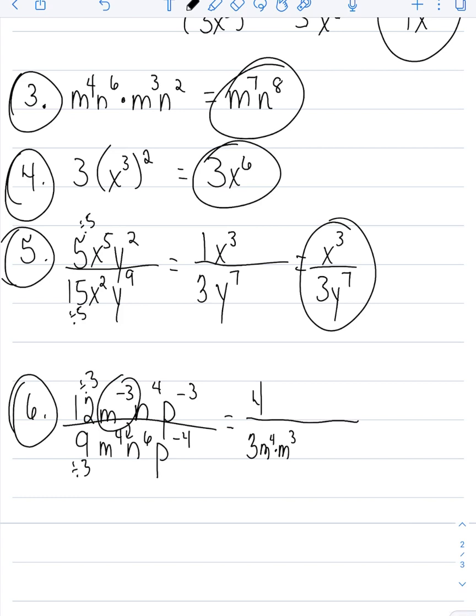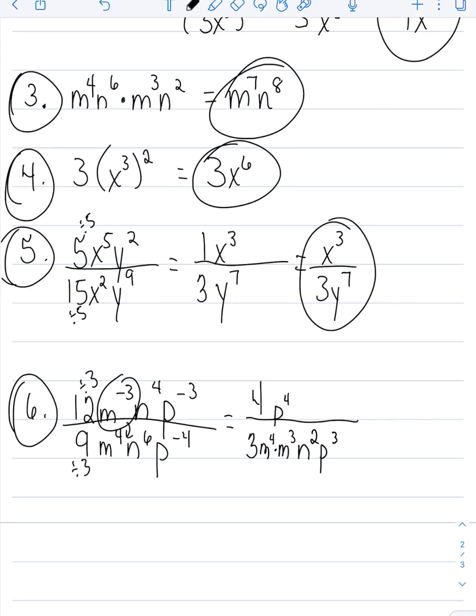Now let's look at our n's. I see 4 n's on top, 6 n's on bottom. Where do we have more n's? On the bottom. How many more? 6 minus 4 is 2. Now let's look at the p's. Now I notice both of the p's have negative exponents. So I have to flip them both. So I have p to the 4th, p to the 3rd.